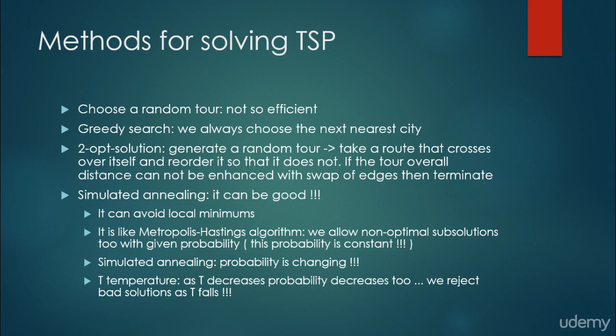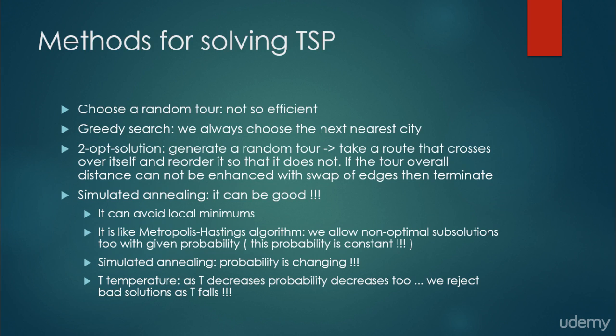But there are several simulations with which we can help our problem. The so-called simulated annealing is quite good. It can avoid local minimums. It's like the Metropolis-Hastings algorithm. In the Metropolis-Hastings algorithm, we allow non-optimal sub-solutions too with a given probability. This probability is a constant, and this principle is very important because with the help of this we can avoid local minimums. The first simulation where physicists used the Metropolis-Hastings algorithm was to solve the so-called Ising model, and with the help of the Ising model a lot of questions can be answered as far as magnetism is concerned. It is a very good model, and it can be solved with the help of Monte Carlo simulations, and this is the base of the Metropolis-Hastings algorithm.